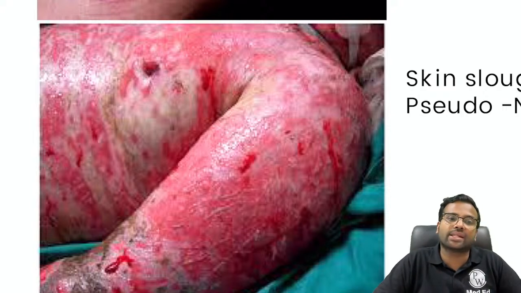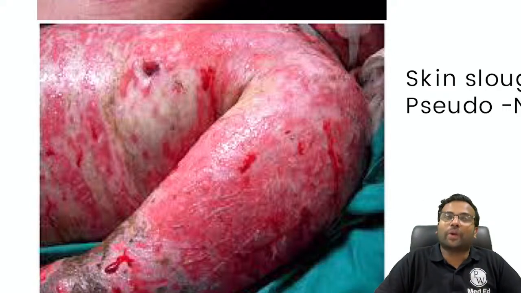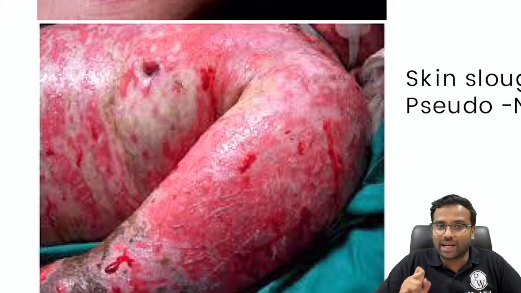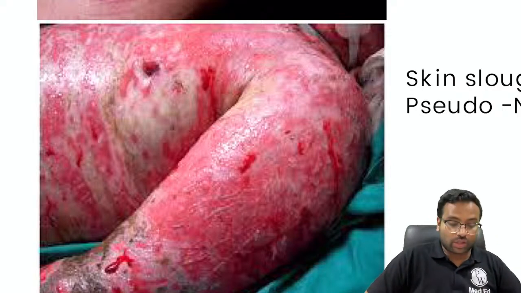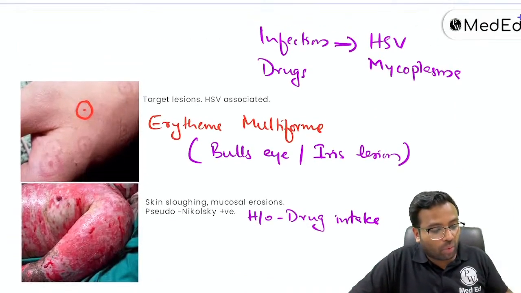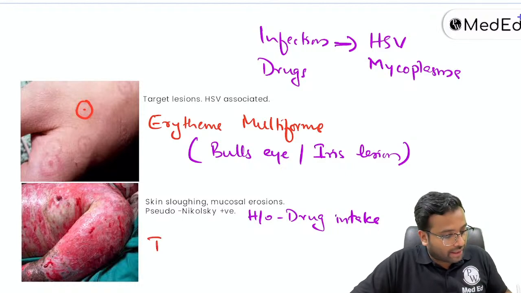But the question says there is a drug history. Anyone? SJS, SSSS, scalded skin syndrome. Okay, I'm getting correct answers here, wrong answers here. So let's get it right. Many of you are getting it right as well. So this one is the most severe type of drug eruption. This is more likely going to be toxic epidermal necrolysis.